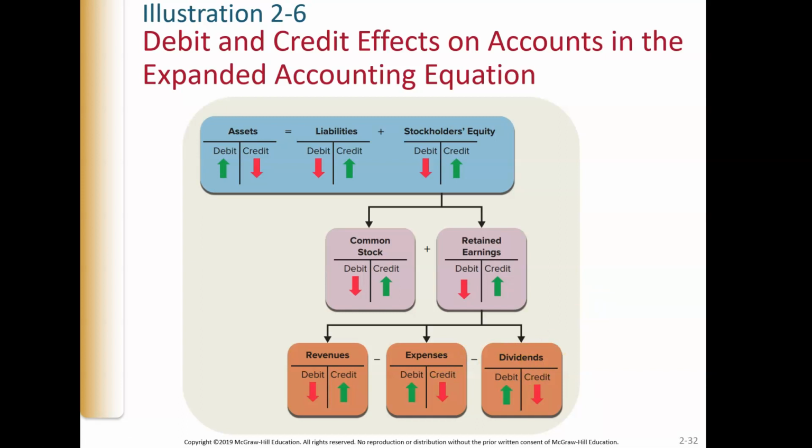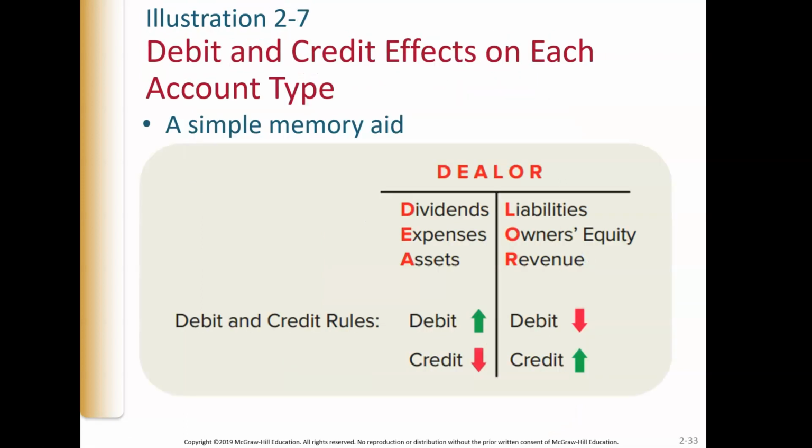There's many ways you can Google how to memorize debits and credits. There's acronyms. Here's an acronym, DEALER. So you debit dividends, expenses, and assets to increase them. You credit liabilities, owner's equity, and revenue to increase them. So DEALER.